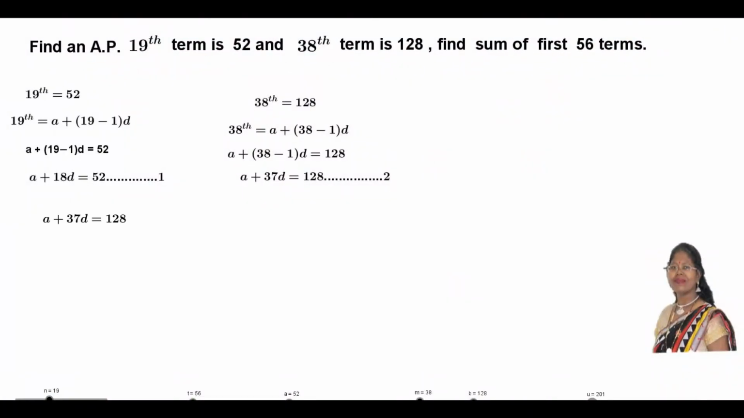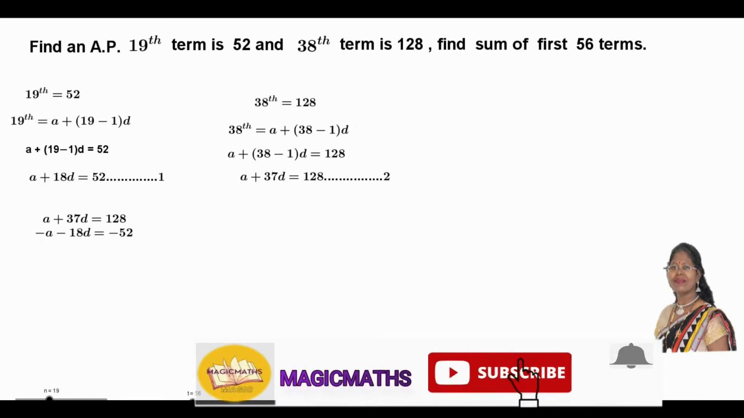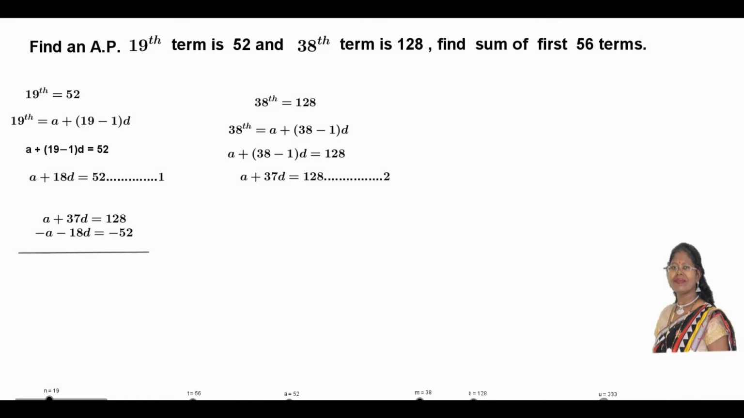We write the second equation first and the first equation below the second. Then the sign will change because here we are subtracting. A minus A is equal to 0, and 37 minus 18 is equal to 19D, and 128 minus 52 we will get 76. Therefore, D is equal to 76 by 19. Therefore, D is equal to 4.